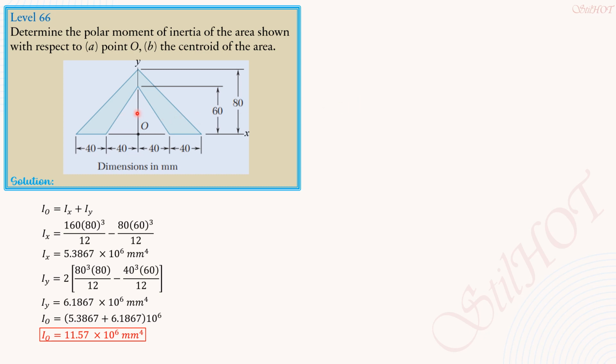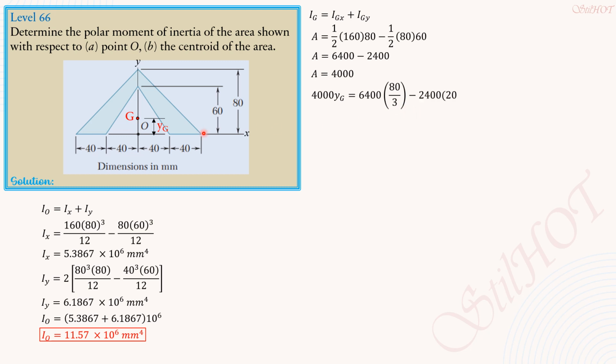So with respect to the centroid, which is somewhere here, the distance from the x-axis is denoted by yg. So IG is IGx plus IGy, by the way. The area is 1/2 of 160 times 80 minus 1/2 of 80 times 60. Area of the big triangle is 6,400, small triangle 2,400. So the area is 4,000 millimeters square. By Varignon's theorem, the centroid of the big triangle from the x-axis is 1/3 of 80. So 4,000 yg equals 6,400 times 80 over 3 minus 2,400 times 1/3 of 60, which is 20. So yg is equal to 92 over 3 mm.